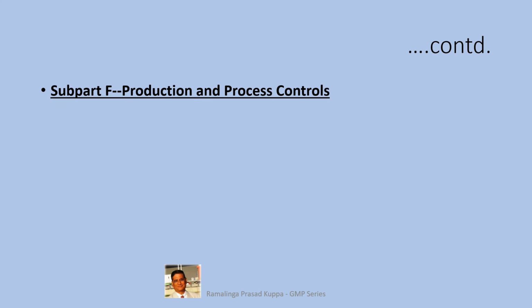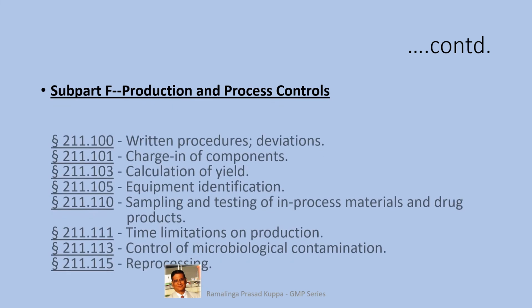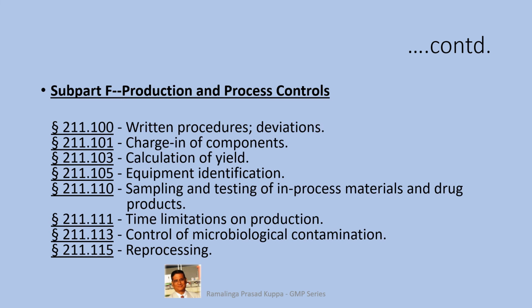Subpart F is for production and process controls. 211.100 is written procedures, deviations. 101 is charge in of components. 103 is calculation of yield. 105 is equipment identification. 110 is sampling and testing of in-process materials and drug products. 111 is time limitations on production. 113 is control of microbiological contamination. 115 is reprocessing.